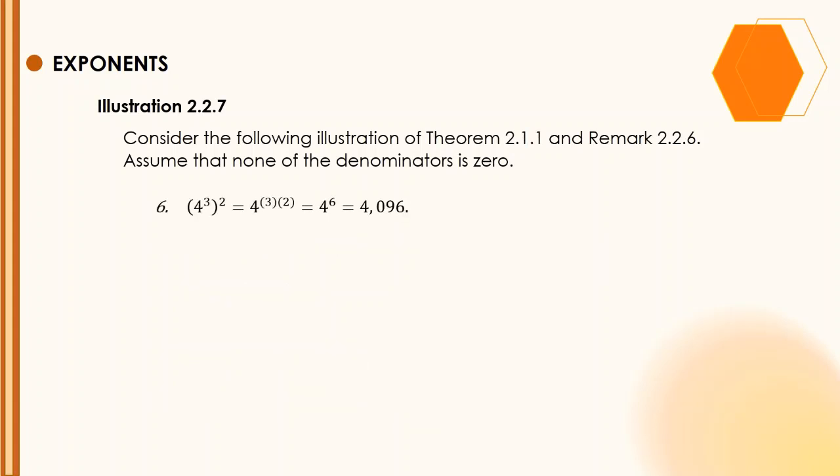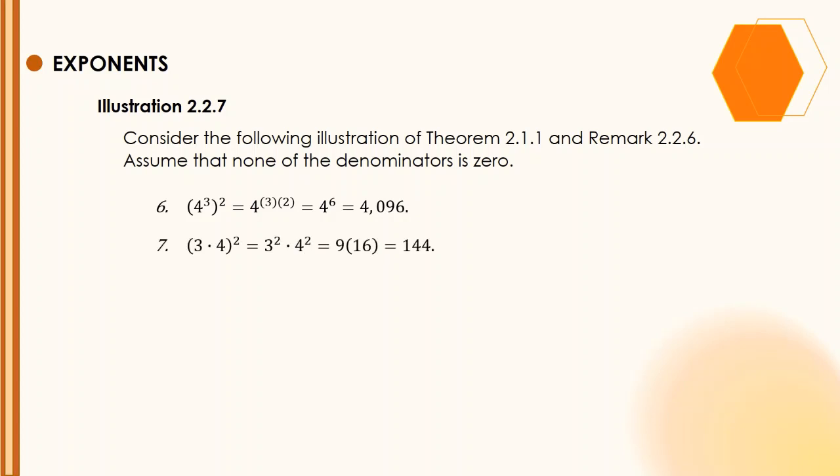Number 6 is (4 cubed) quantity to the power of 2. Using power rule, i-multiply ang dalawang exponents. That will be equal to 4 to the power of 3 times 2. And this is equal to 4 to the power of 6. And 4 to the power of 6 is equal to 4096.